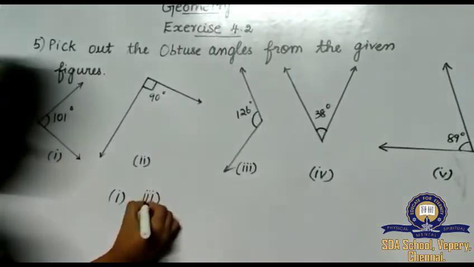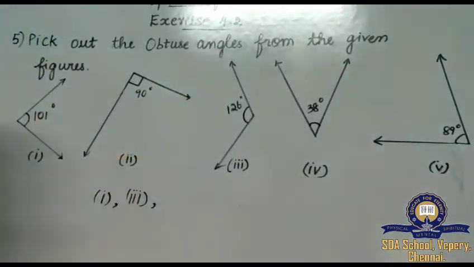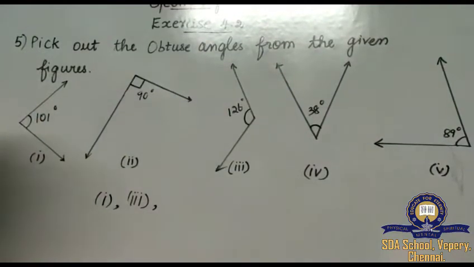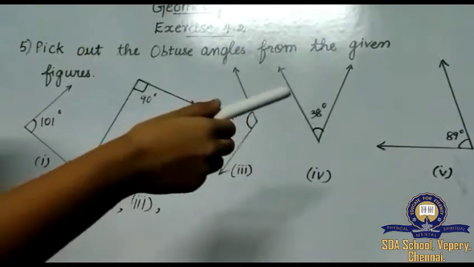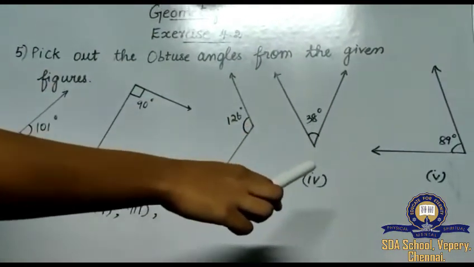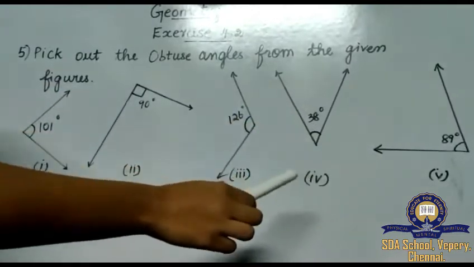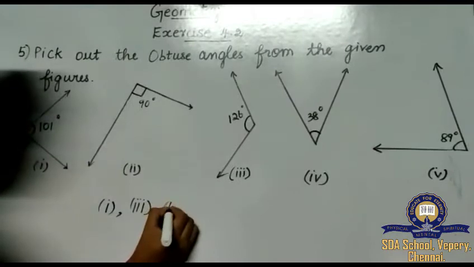Okay, and we'll move to the fourth one. They have mentioned 38 degree, which is less than 90 degree, right? It is an acute angle. Okay, similarly the fifth one, they have mentioned 89 degrees and which is less than 90 degree, right? So it is also an acute angle. So therefore the figures 1 and 3 are said to be obtuse angles.